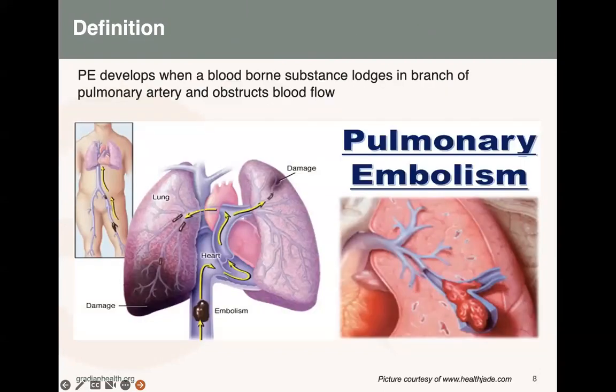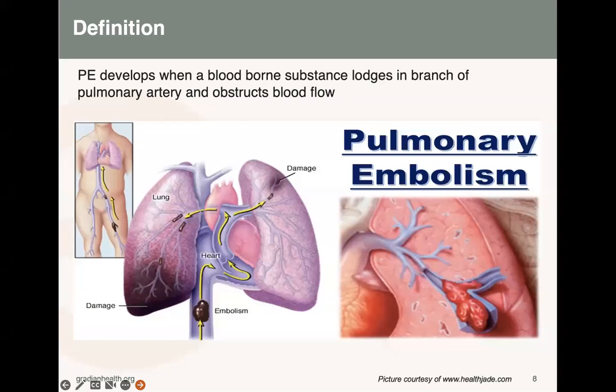By definition, first of all, pulmonary embolism is not a disease in and of itself. Rather, it's a complication of an underlying medical condition, and the usual is a complication of venous thromboembolism. Pulmonary embolism happens when a blood-borne substance becomes lodged in the branch of the pulmonary artery and obstructs the blood flow to the lungs. As I said, the most common cause of this embolism is DVT, deep vein thrombosis, especially of the lower extremity.